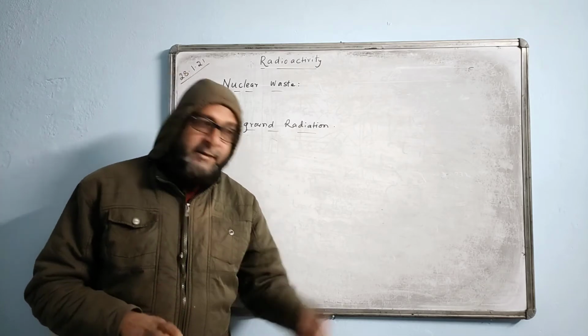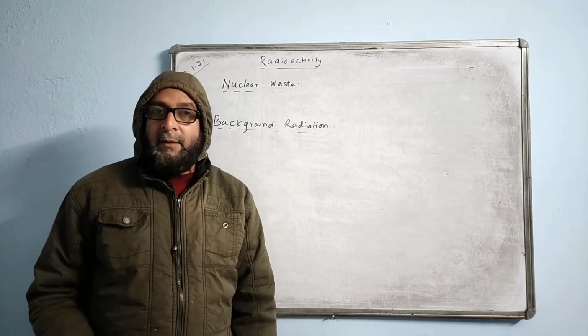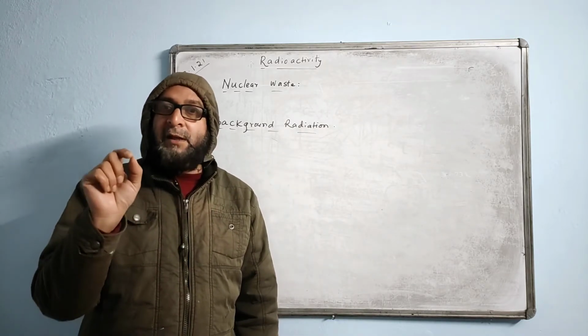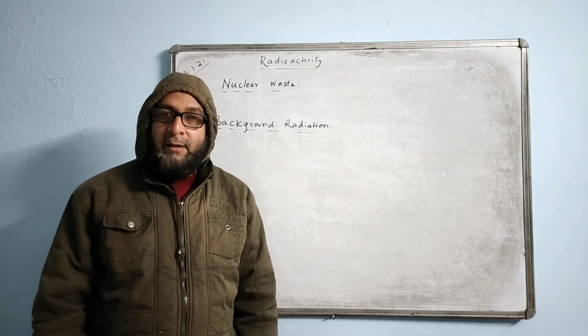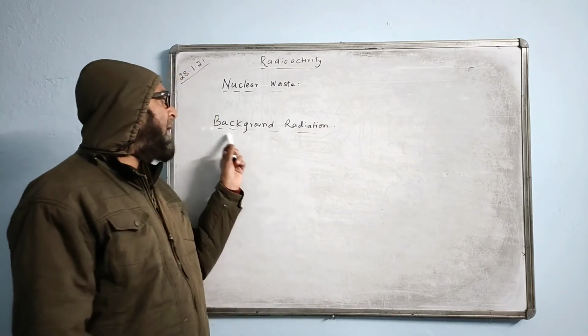Volcanic mountains and radioactive mines, from there also the radiations are coming out. Can we avoid them? Answer is no. In our bodies also we have some radioactive materials, but in small quantity. Can we avoid them? Answer is no. Such radiations are called background radiations.